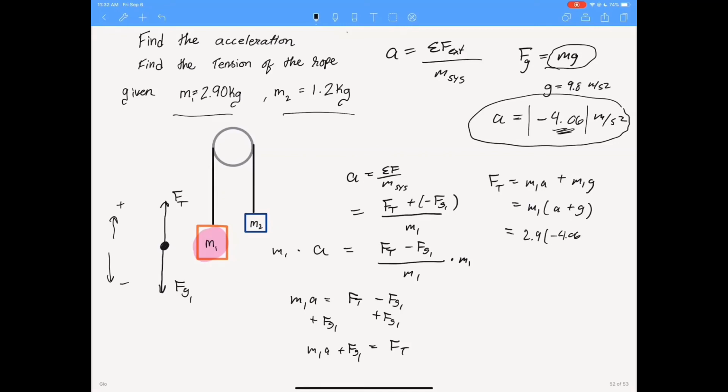And we have plus 9.8. Let's plug this into our calculator and see what we get. I have 16.65 newtons, and that's our final answer. So in order to get tension, I used m1 as my system, but you can also use m2 and you should get the same answer. And that is all for today. Thanks for watching.